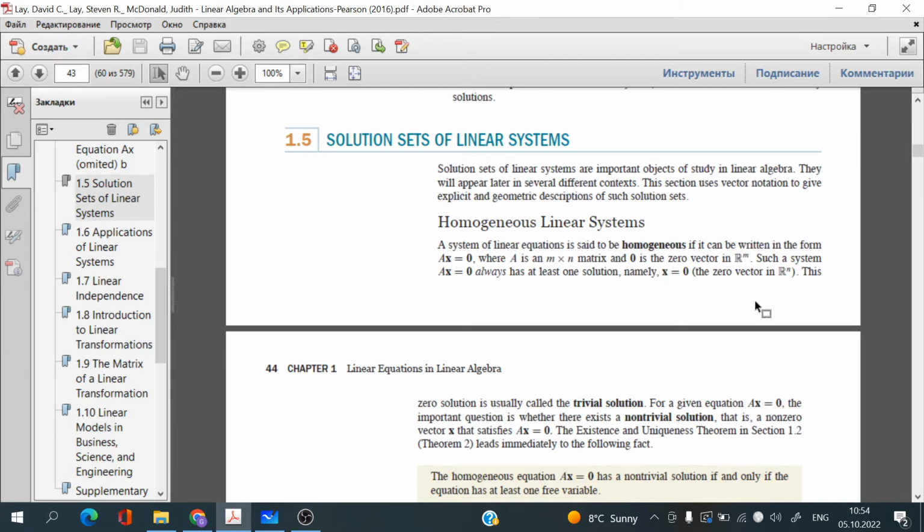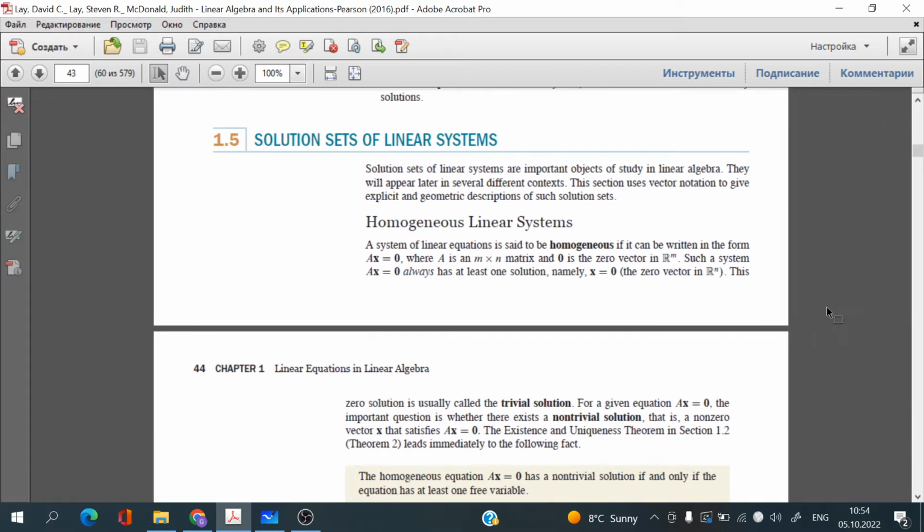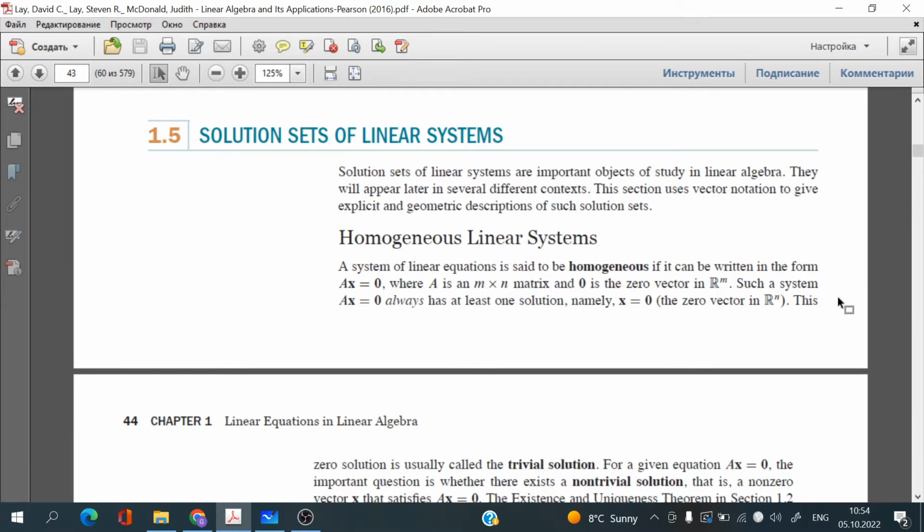So briefly already studied, however let me go one more time. So I hope you can see it. So solutions of linear equations, right? Last time we discussed homogeneous linear systems.